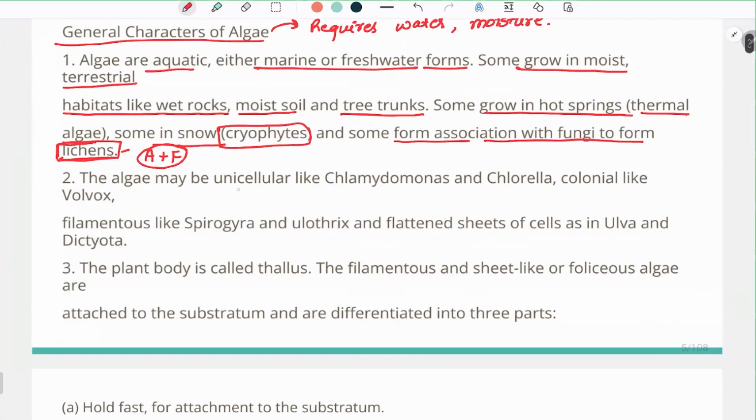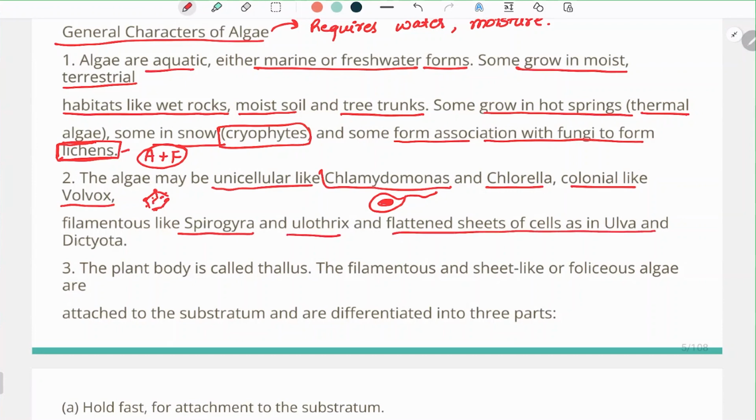The algae may be unicellular like Chlamydomonas. We have seen Chlamydomonas look something like this, and Chlorella, or colonial like Volvox. Volvox forms a colony. Filamentous forms like Spirogyra and Ulothrix, and flattened sheet-like forms as in Ulva and Dictyota. So Ulva and Dictyota have a flattened sheet-like structure, and Spirogyra and Ulothrix are filamentous.